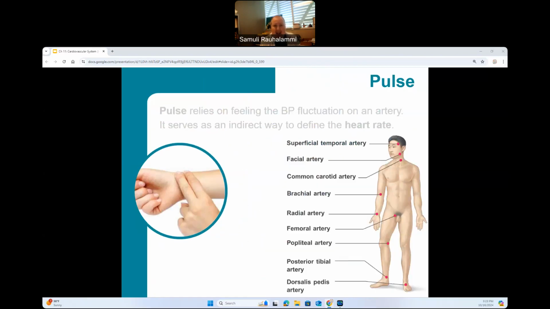And on this next slide, I wanted to show you that the pulse can be taken from many different locations throughout the major arteries in our body. Obviously, some of the locations are more commonly used than others.